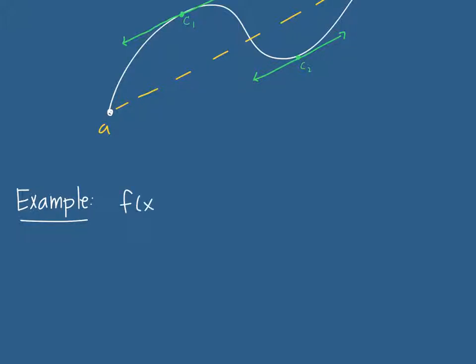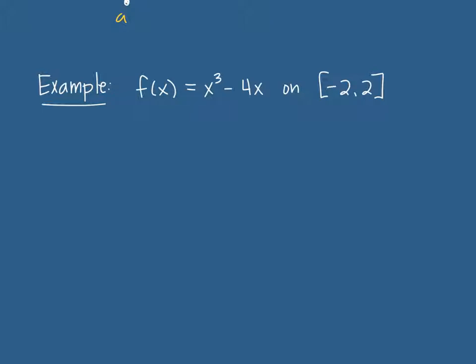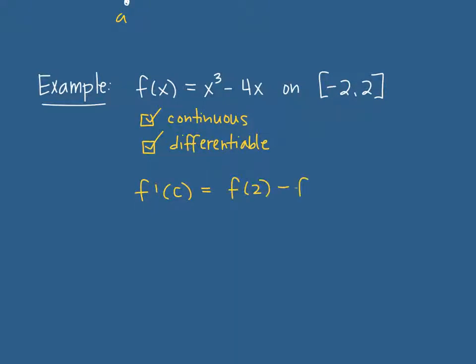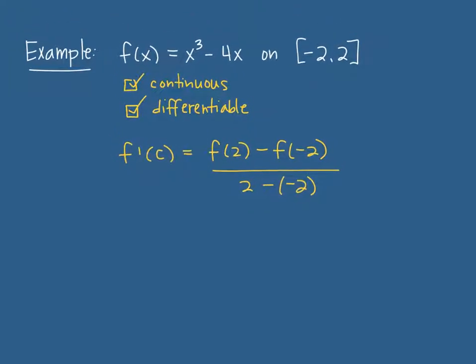Okay, let's look at the function x cubed minus 4x on the closed interval from -2 to 2. Now you don't have to draw this, but sometimes it's helpful to think about what that looks like. We do know that it satisfies, I'll check the checkbox, it is continuous. And I'll check the checkbox, it is differentiable because it's a cubic. Therefore, f prime of c is going to be f of 2 minus f of -2 over 2 minus -2. And so then I just do the math to solve for what that f prime of c would be.